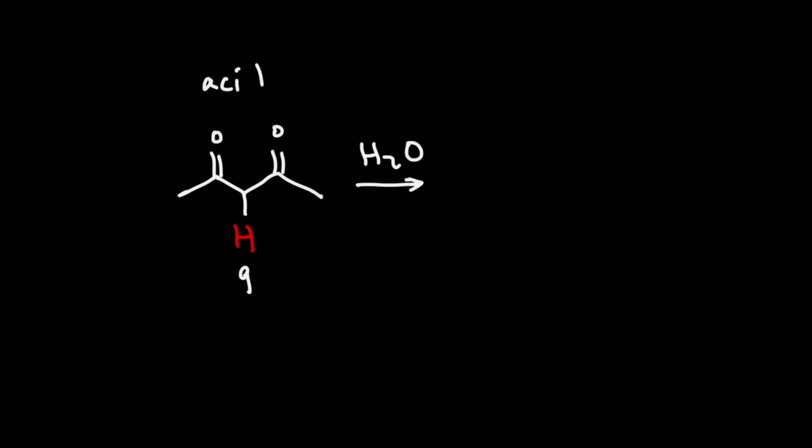We want to remove that proton, with water being the solvent. Once we remove the proton, we're going to get a conjugate base that is stabilized by resonance among the two oxygen atoms. That negative charge can be placed on the two oxygen atoms, and that's why the pKa of this proton is fairly low for a CH proton.